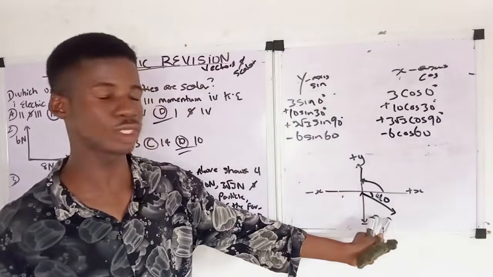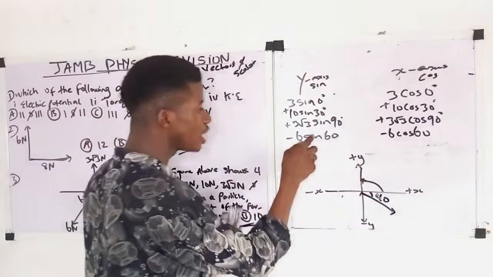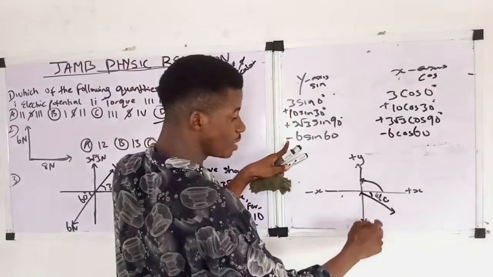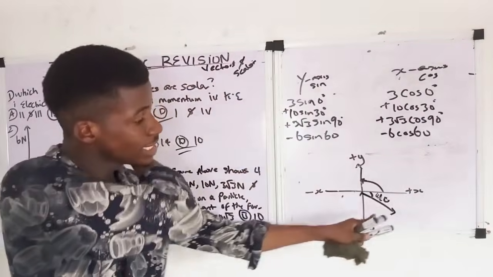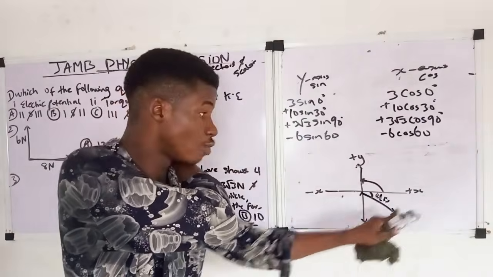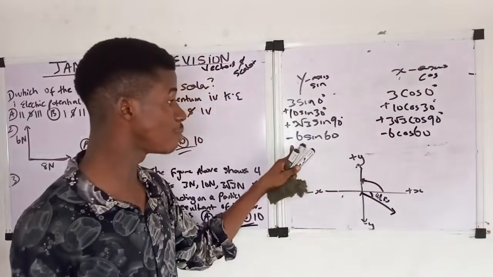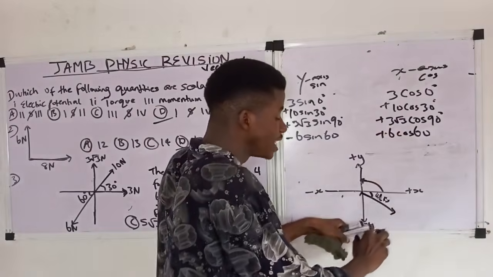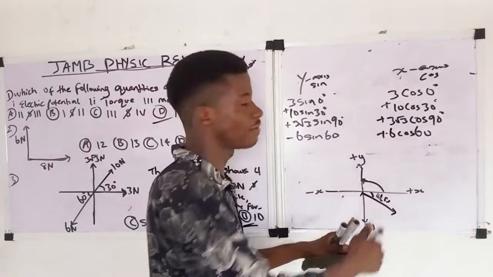But if you use the angle, here will be what? The y will be negative, because the angle is between the negative y and positive x. So the y will be negative. And x here will be what? Plus, because the angle is between the negative y and positive x.